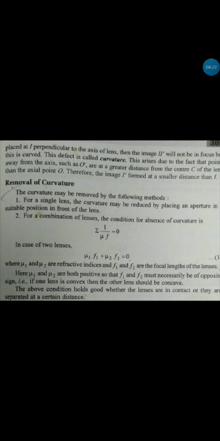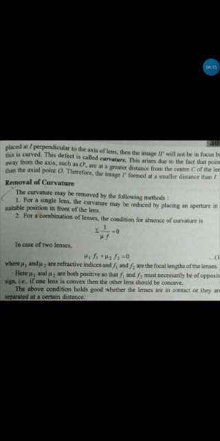And the second one: for a combination of lenses, the condition for absence of curvature is Σ 1/(μf) = 0, where μ is the refractive index of the lens and f is the focal length of the lens. If we are using two lenses, then 1/(μ1 f1) + 1/(μ2 f2) = 0, where μ1 and μ2 are the refractive indices of the lenses and f1 and f2 are the focal lengths of the lenses.